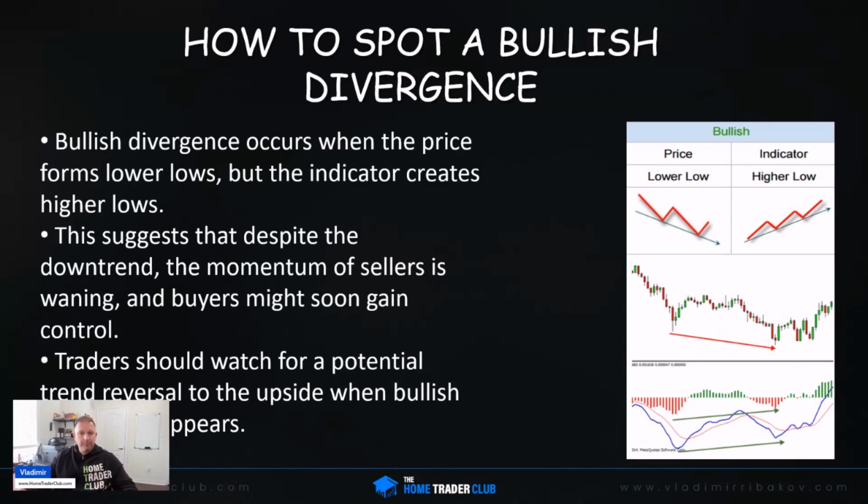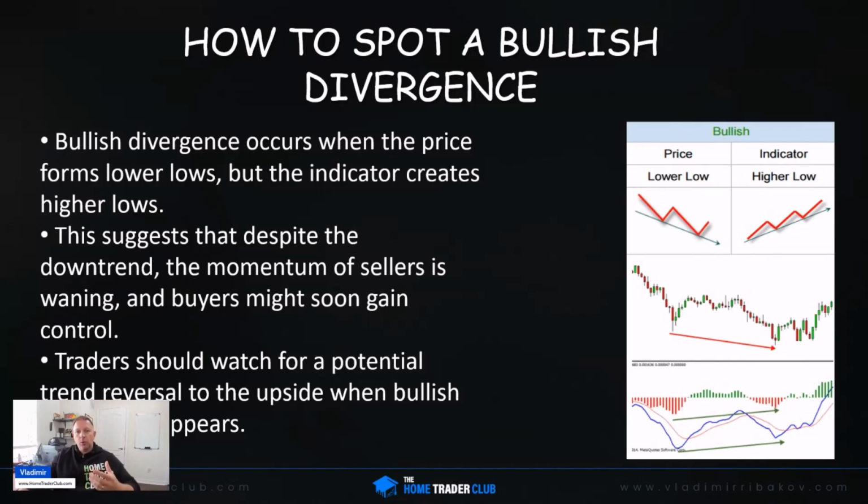Okay, so how do we spot a bullish divergence? Bullish divergence occurs when the price forms lower lows, but the indicator creates higher lows. This suggests that despite the downturn, the momentum of sellers is waning, and buyers might soon gain control. The sellers are losing their grip, losing their control. Traders should watch for a potential trend reversal to the upside when bullish divergence appears. Bullish divergence is also classified as positive divergence, as it indicates potential reversals.